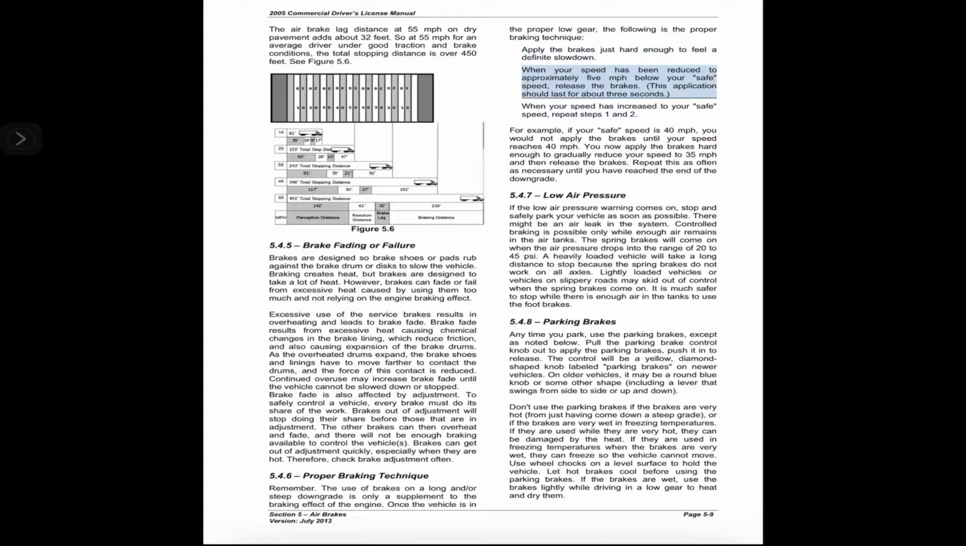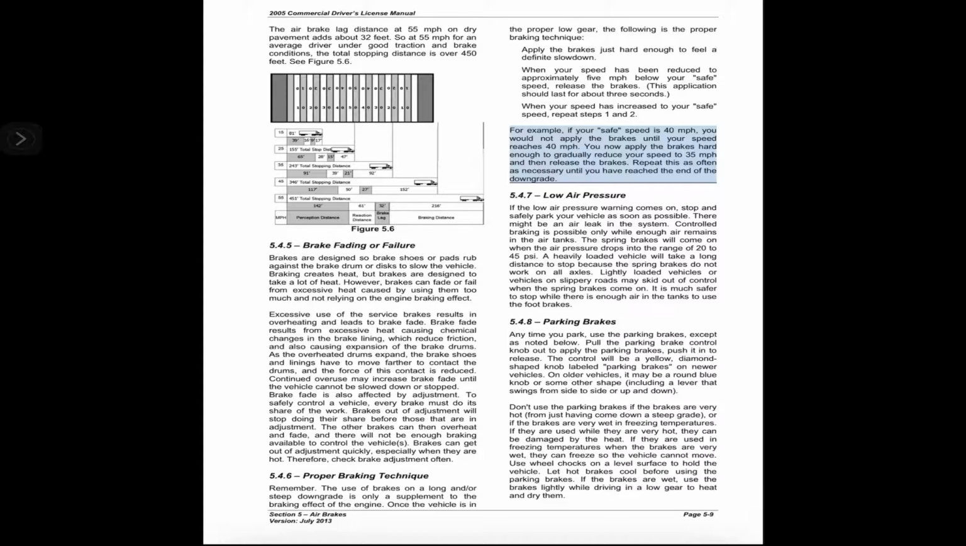Apply the brakes just hard enough to feel a definite slowdown when your speed has been reduced to approximately 5 mph below your safe speed. Release the brakes. This application should last for about 3 seconds. When your speed has increased to your safe speed, repeat steps 1 and 2.